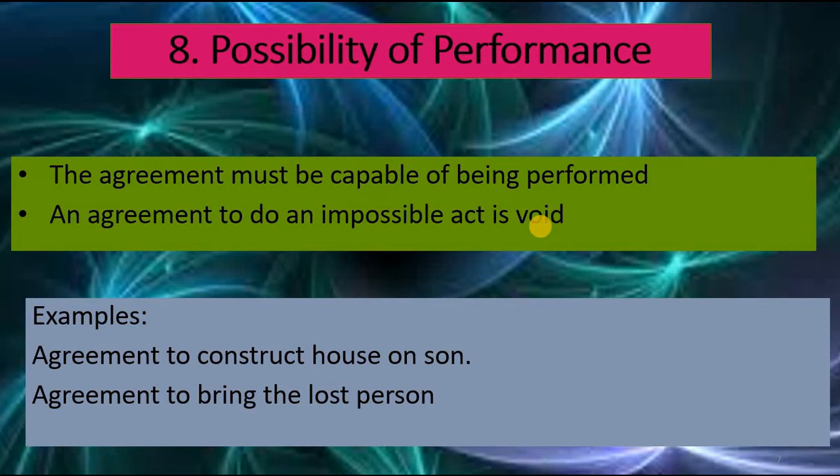The object or purpose of the agreement should be capable of being performed. For example, here are two agreements. Agreement to construct a house on the sun. Is it possible to perform? It's highly difficult. So it cannot be considered as a valid contract. Or an agreement to bring back a person who was lost, or a lost person.